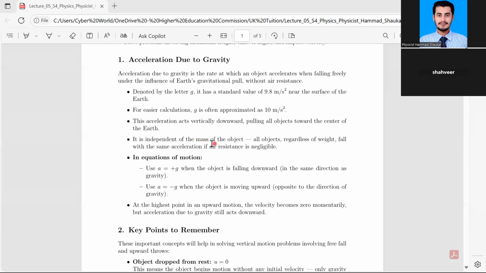If there is air resistance, then the heavy mass object will reach first and the low mass object will reach after. But if you ignore air resistance, meaning there is a vacuum with no air inside, and you throw two objects of different masses, one of high mass and one of low mass, both objects will reach the bottom at the same time, because we know that gravitational acceleration is independent of mass. It does not depend upon mass.